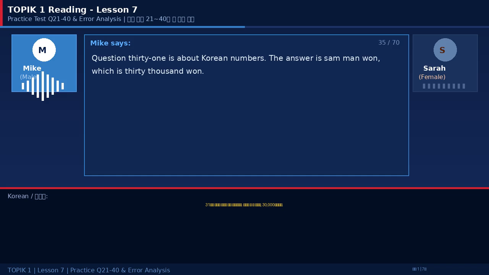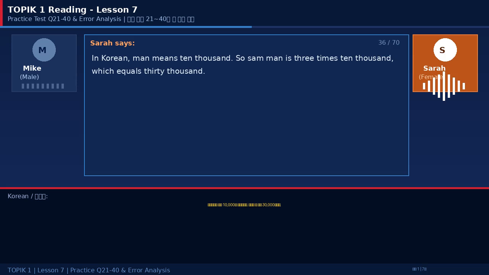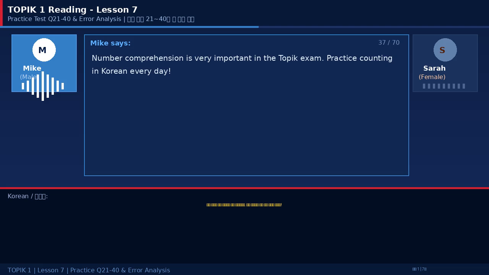Question 31 is about Korean numbers. The answer is samman 1, which is 30,000 won. In Korean, man means 10,000, so samman is 3 times 10,000, which equals 30,000. Number comprehension is very important in the TOPIK exam. Practice counting in Korean every day.